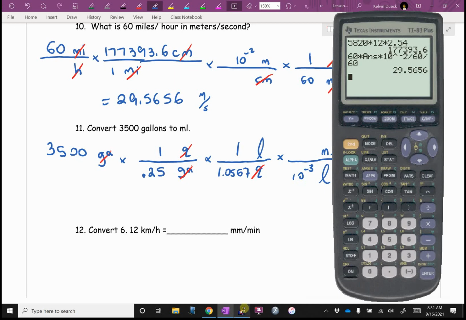Go. I'll beat you. Let's find out. 3,500, I guess, divided by 0.25, divided by 1.0567, and divided by 10 to the negative 3. I have no idea what the answer is here. Do you get 1324879.341? That's a lot of writing.